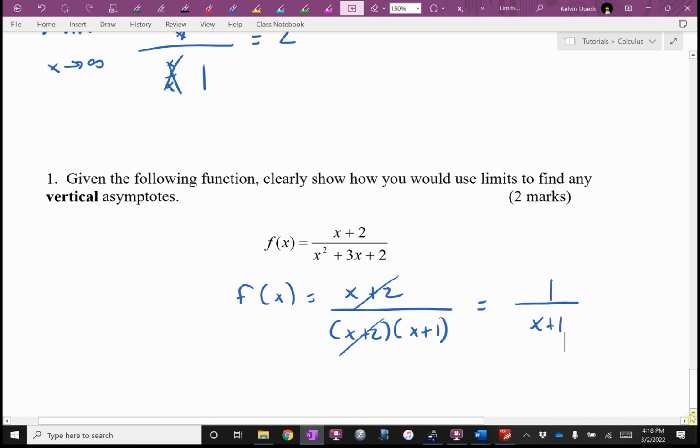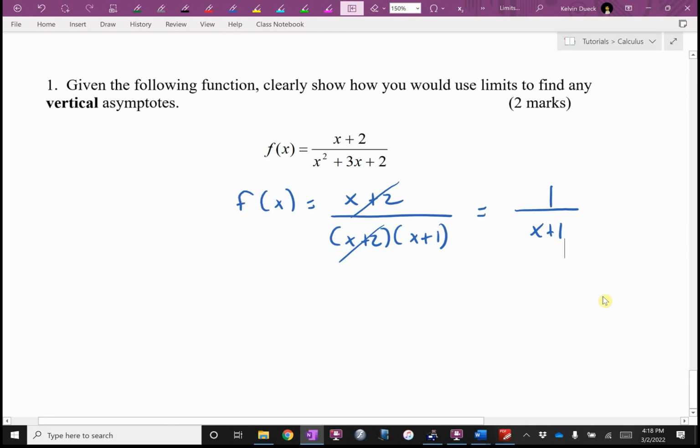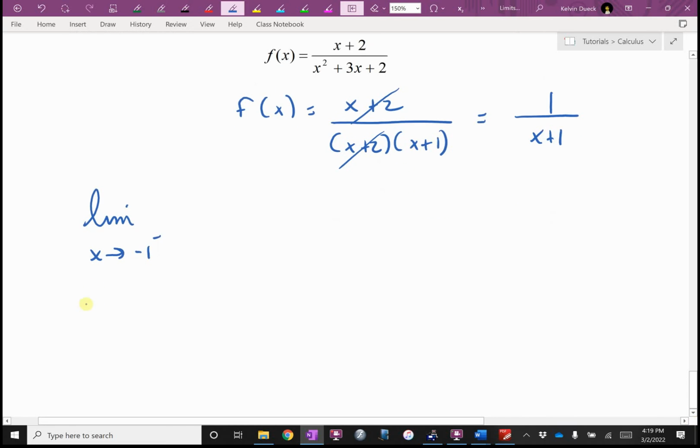So, here's my function. Clearly show how I would use limits to find any vertical asymptotes. So now, I know there's going to be one at negative 1 because I can't divide by 0. Now I'm going to take the limit as x approaches negative 1 from the left. I'm also going to take the limit, change colors so it's easier to distinguish, as x approaches negative 1 from the right, of 1 over x plus 1.